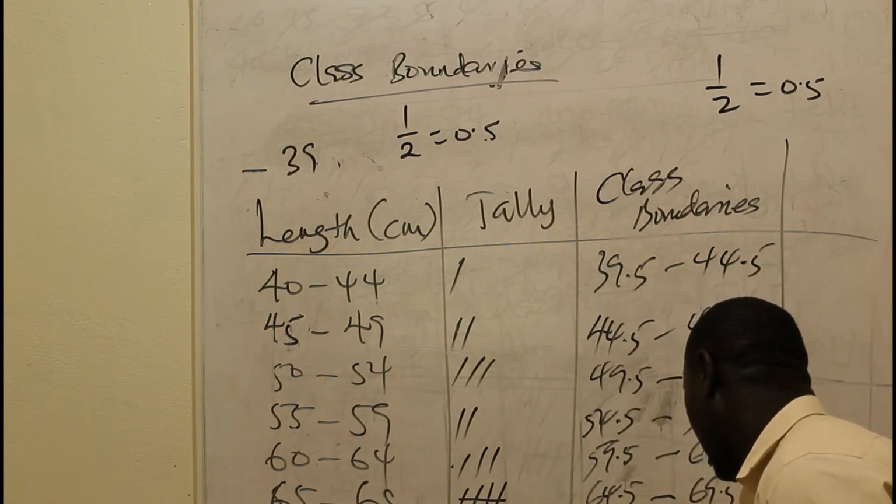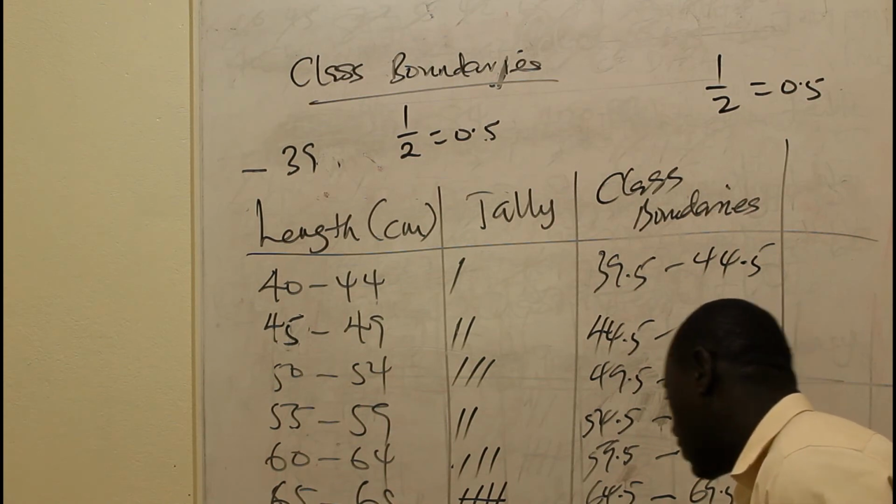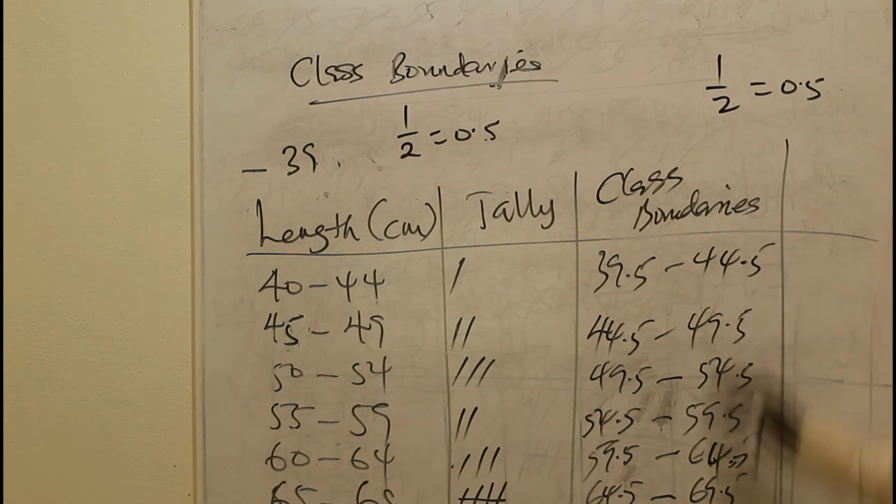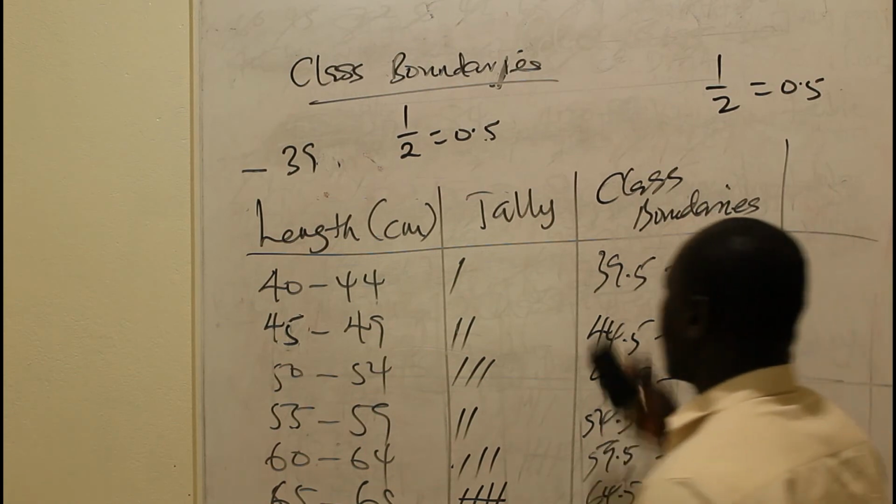So 74.5 to 79, this one is also ending at 79. So these are what we call the class boundaries. I think you have noticed how the class boundaries are going to be calculated, and this is the way it should be done. This is about the class boundaries.